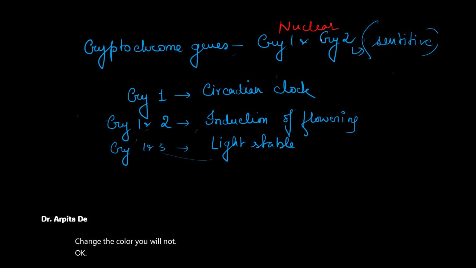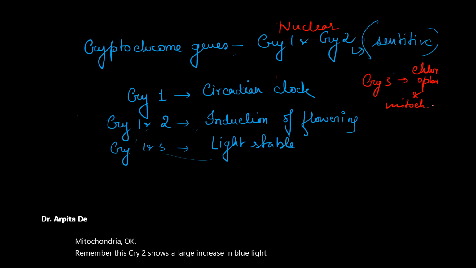These are nuclear genes. Cry3 means chloroplast and mitochondria. Cry3 is chloroplast and mitochondria. Okay. Remember, this Cry2 shows a large increase in blue light stimulated cotyledon expansion.